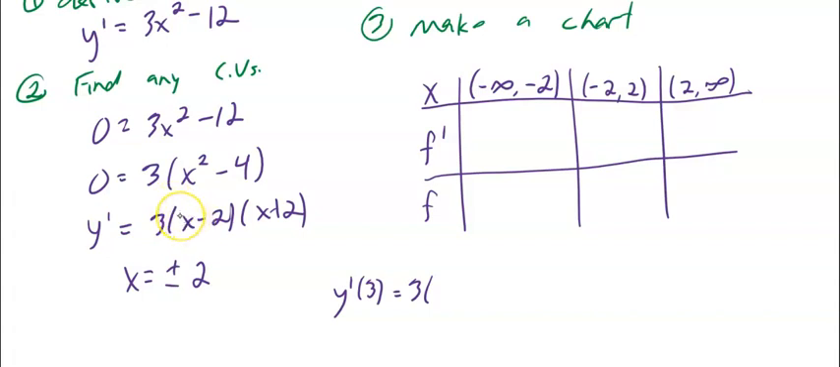All right, y prime of 3 is equal to, I have this 3, open parentheses. If I let x equal 3, I get 3 minus 2, and then I get 3 plus 2. What really matters here is that this one's going to be positive because it's a positive 1, and this one's going to be positive because it's a positive 5. So I have a positive times a positive, which is going to be positive, and I circle that overall value. I only care if it's positive. I don't care what the actual number is, okay?